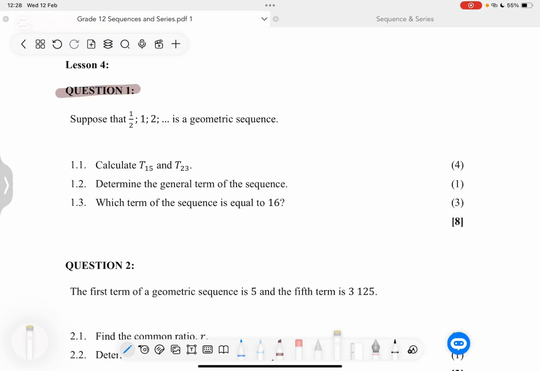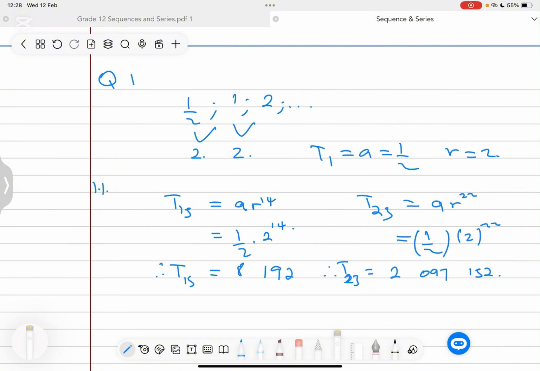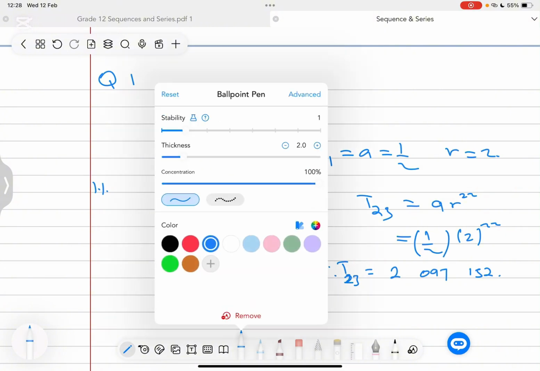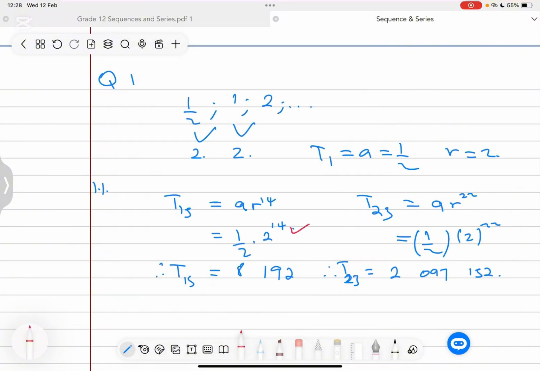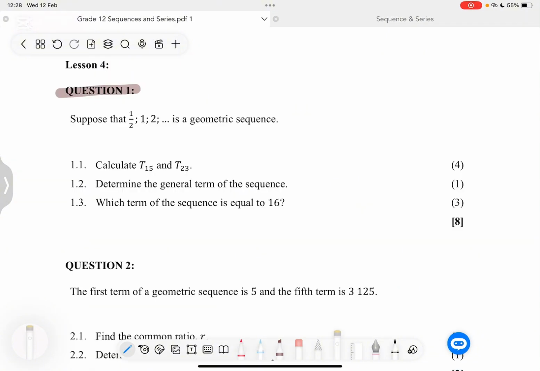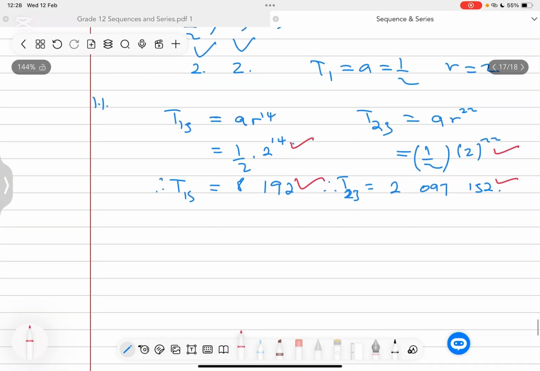Now, this question is 4 marks. What they mark here actually is the substitution. They give you 1 mark for the substitution in each of them and 1 mark for the final answer. And that's where you get the 4 marks. 1.2 says determine the general term of the sequence, and that is just 1 mark. Now here we're looking at 1.2.